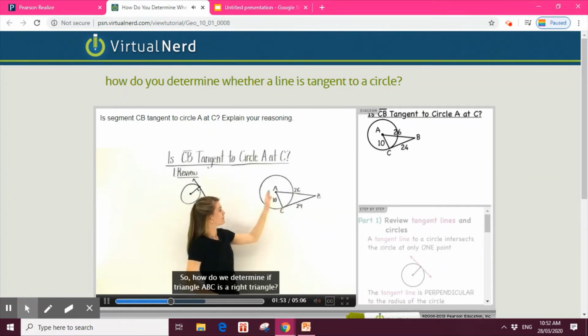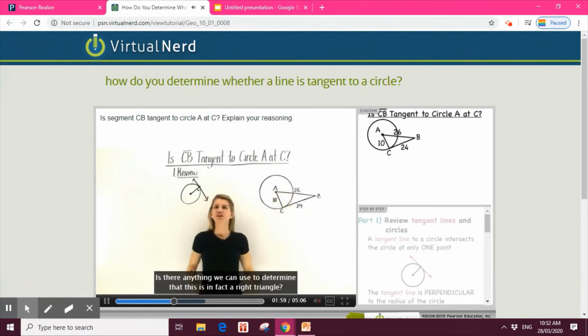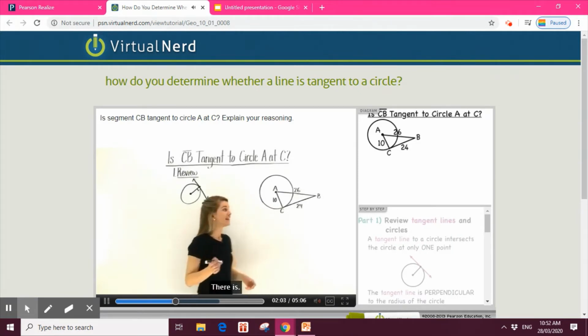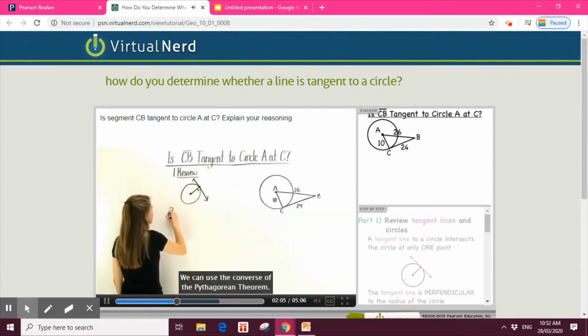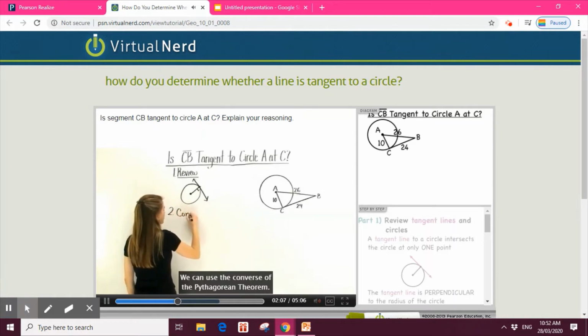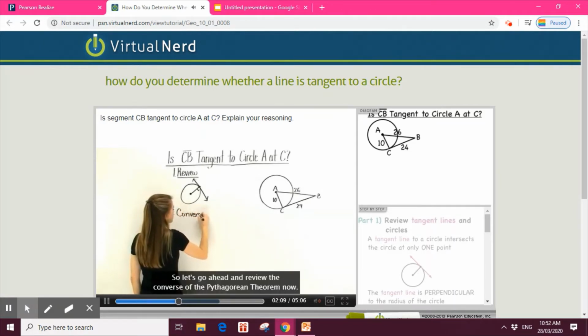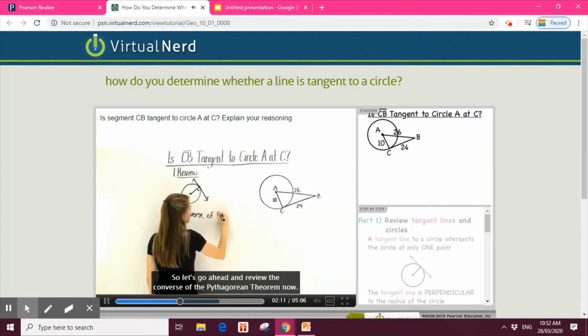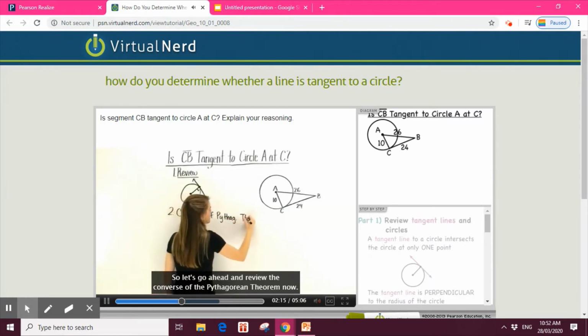So how do we determine if triangle ABC is a right triangle? Well, we know all three side lengths. Is there anything we can use to determine if this is in fact a right triangle? There is. We can use the converse of the Pythagorean theorem. So let's go ahead and review the converse of the Pythagorean theorem now.